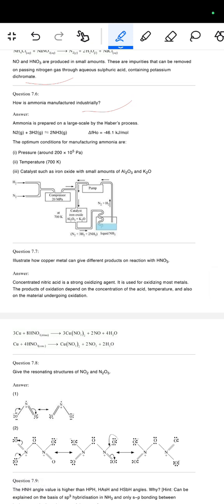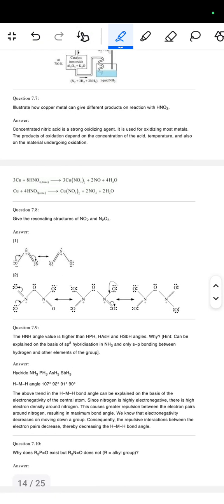Then comes: how is ammonia manufactured industrially? Ammonia is prepared on a large scale by the Haber process. N2 + 3H2 gives 2NH3, and ΔH is -46.1 kJ per mole. The optimum conditions for manufacturing ammonia are pressure around 200 atm, temperature 700 Kelvin, with a catalyst of iron oxide with a small amount of Al2O3 and K2O.